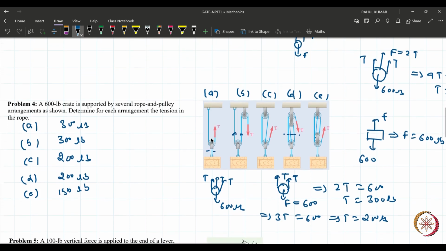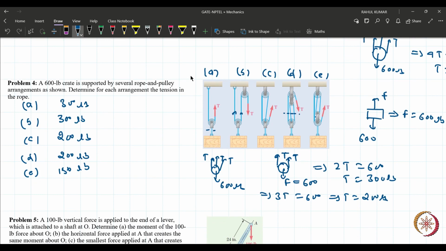Are you guys with me? Sir, the string is the same, the tension will be the same, sir. Yeah, if the string is the same, the tension will be the same.